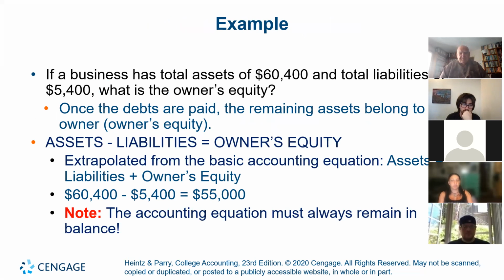And they're giving us a brief example here. If a business has total assets of $60,400 and the liabilities are only $5,400, once the debts are paid, the remaining assets belong to the owner, right? That's kind of what we're getting at. $60,400 in assets minus the $5,400 gives us the owner's equity. And there's your accounting equation again. Assets equal $5,400 plus the $55,000.